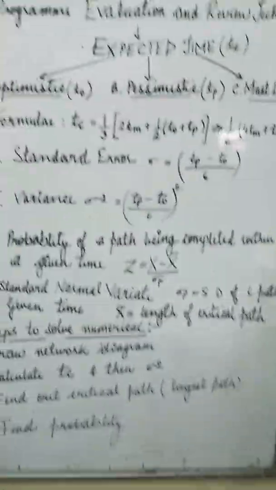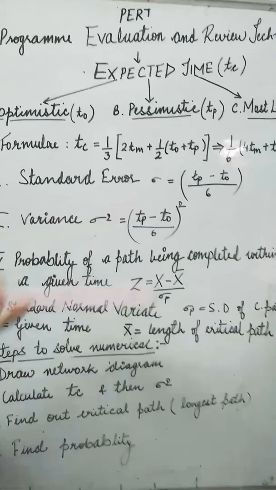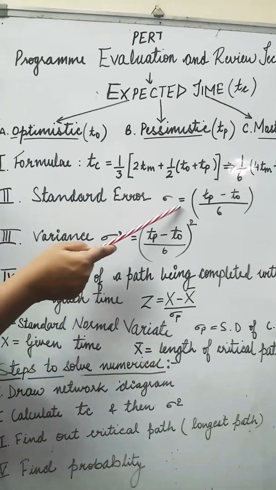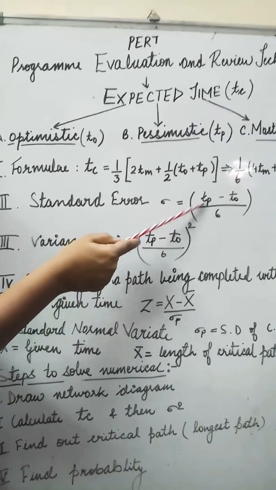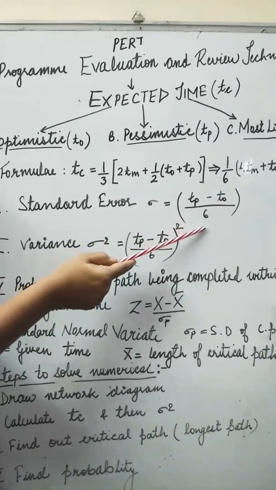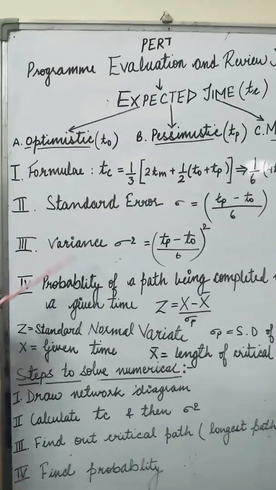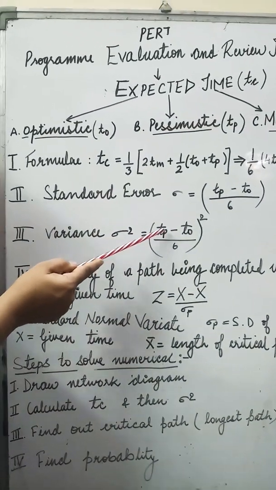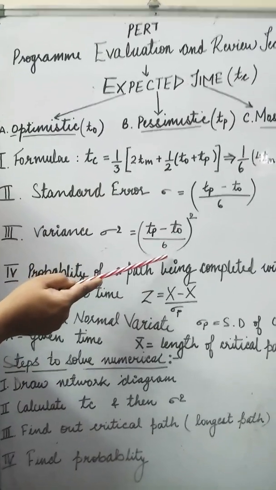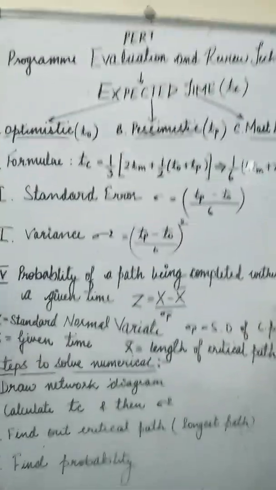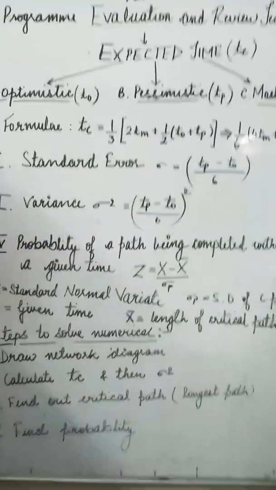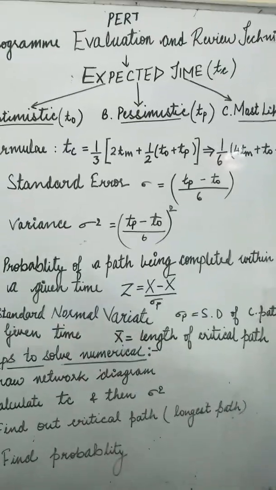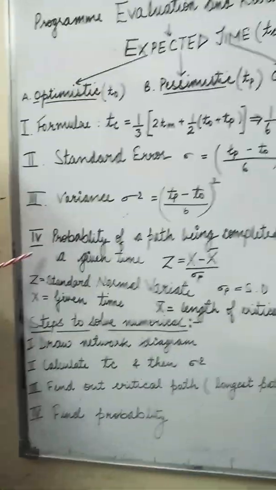Second, you have to calculate the standard error. What is the formula for standard error? It is denoted by this. Standard error is equal to (TP minus TO) divided by 6. Third, you have to calculate the variance. Variance sigma square is equal to ((TP minus TO) divided by 6) whole to the power 2. This is the square of standard deviation. You all know that the variance is the square of the standard deviation.